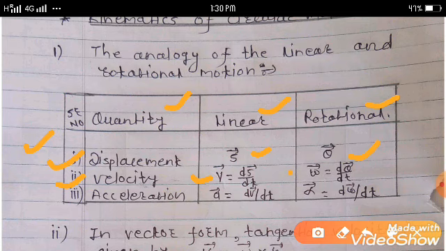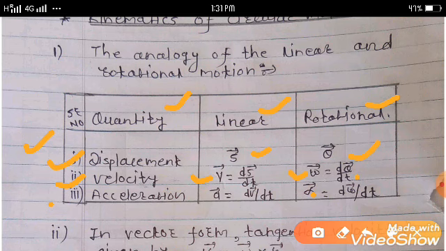The definition of linear velocity: the rate of change of linear displacement with respect to time is called linear velocity. In rotational motion, velocity is considered as angular velocity. This angular velocity is denoted by omega bar, and given by omega bar equal to d theta bar upon dt. Means what? The rate of change of angular displacement with respect to time is called angular velocity.